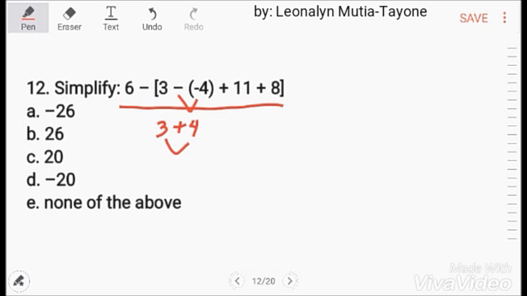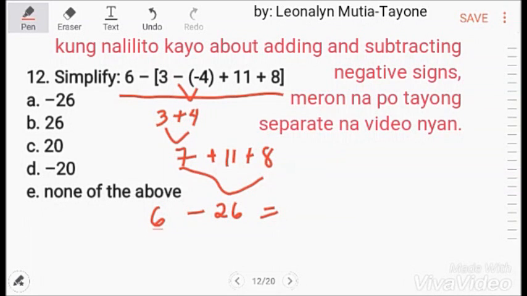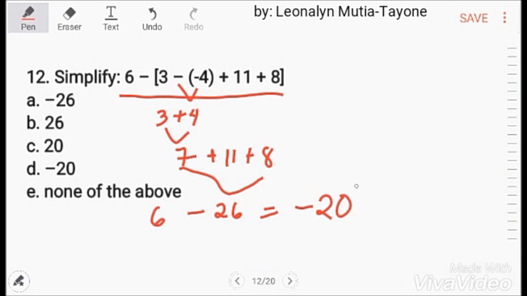So, that is 7. So, i-bring down muna natin si 11 at saka si 8. 7 plus 11, that is 18, plus 8, that is 26. So, 26 ito. 26 minus 6. 6 minus 26, and this is negative 20. So, the answer is letter D.